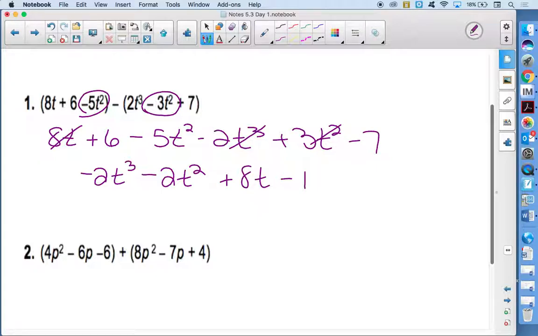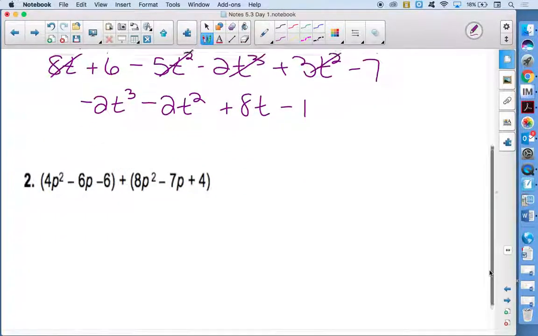So distribute the negative through first, and then notice that the first parenthesis isn't in order. So when you're combining those like terms, make sure that you're grabbing those correct pieces. So the negative 5t squared and the positive 3t squared group together, and then the 6 and the negative 1. The others didn't have a like pair to match with.